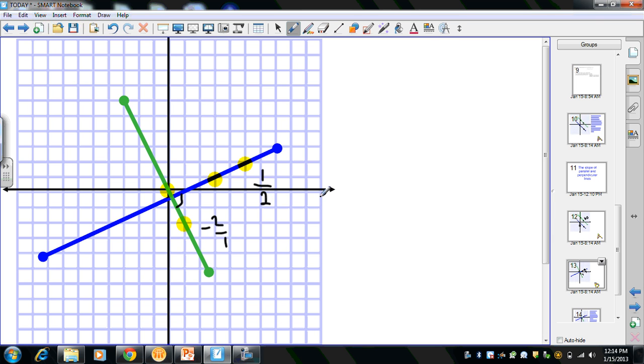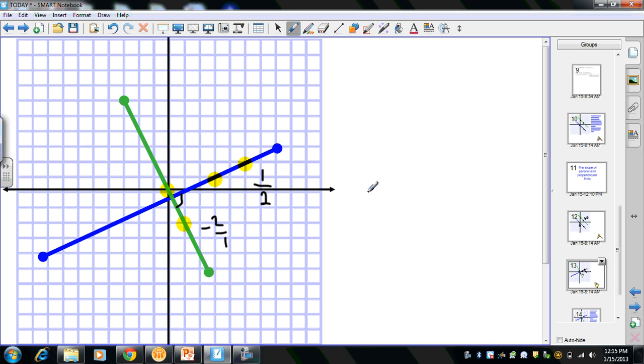Well, if you look at these two slopes, one is negative 2 over 1. The other one is 1 over 2. They are reciprocals. The blue slope is a negative reciprocal of the green line. So perpendicular lines have negative reciprocal slopes. You flip it, add a negative, that's the slope of the perpendicular line.